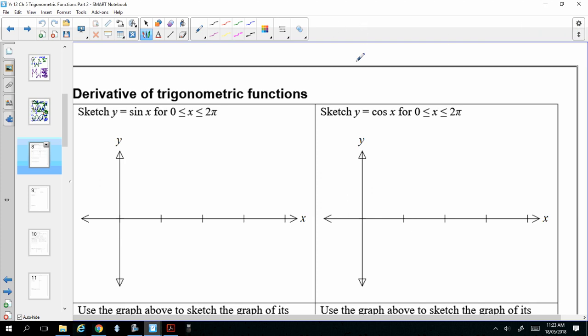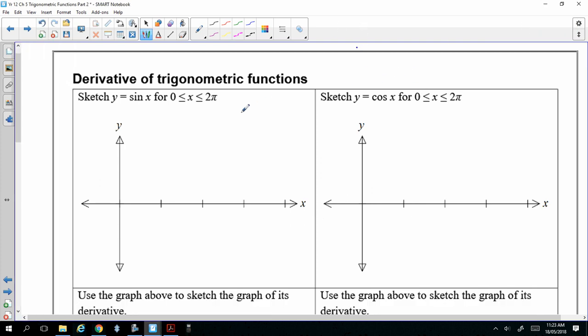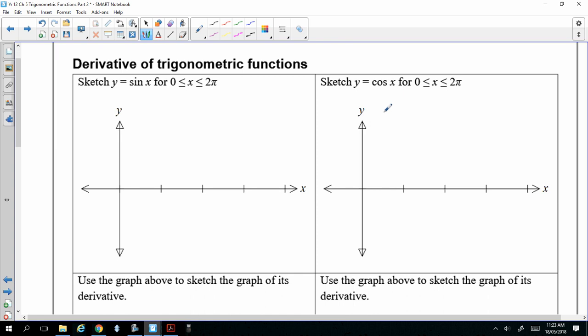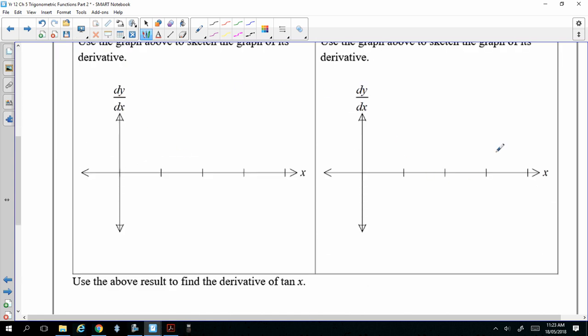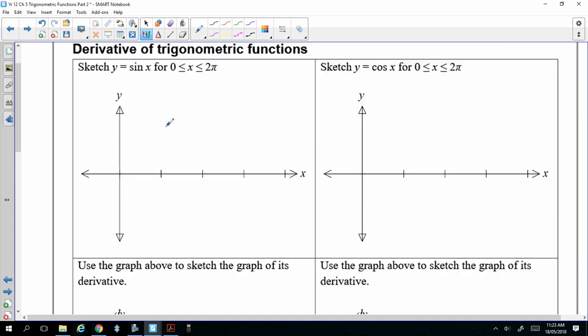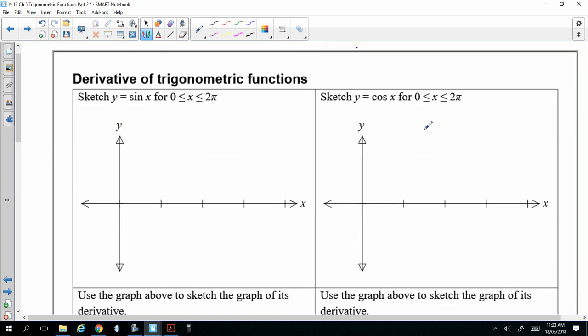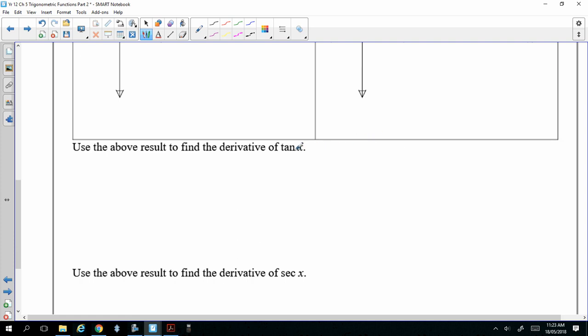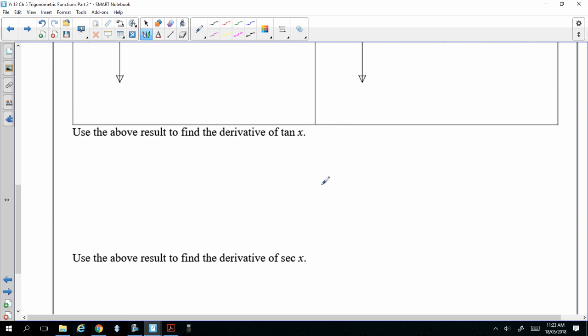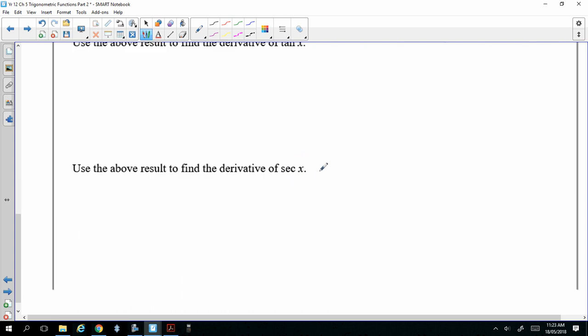Okay, so yesterday you would have learned how to find the derivative of sine and cos by drawing the graph of sine and cos, and also drawing the graph of the derivative to deduce that the derivative of sine is cos, and the derivative of cos is negative sine. Then we can use the result to differentiate tan x, because tan x is sine over cos, using the quotient rule, and also the derivative of sec x.